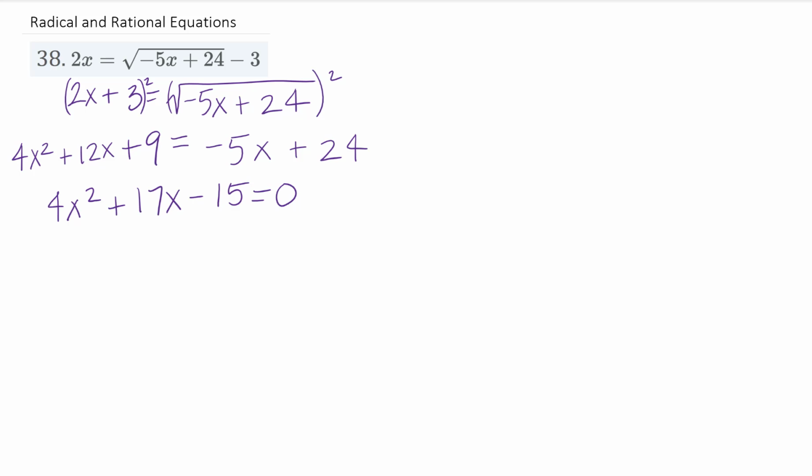Just looking at this, I can't tell that it's factorable. So what you can do is go ahead and find the discriminant. That's the inside part of the quadratic formula, inside the radical. Solving for that will help you determine if you have something that's factorable or not.